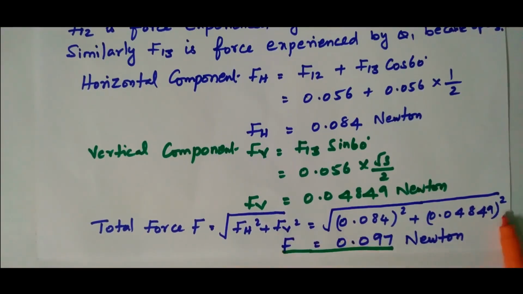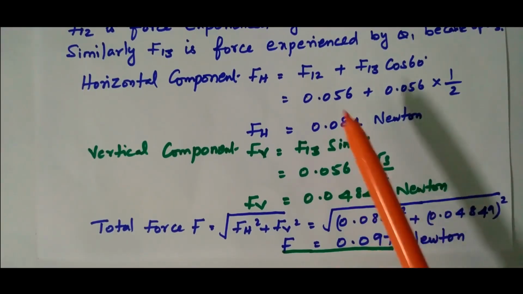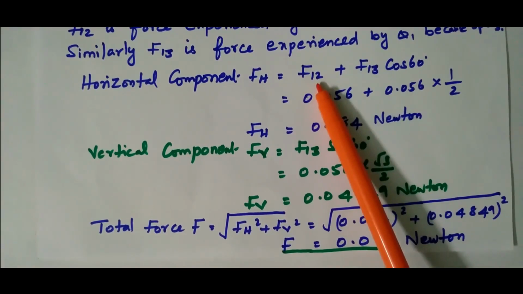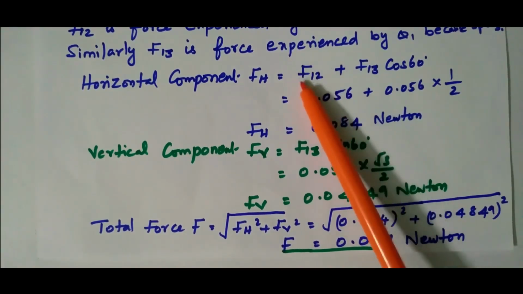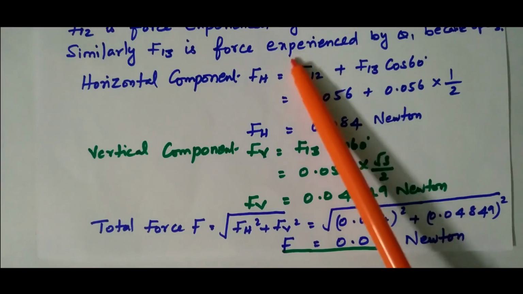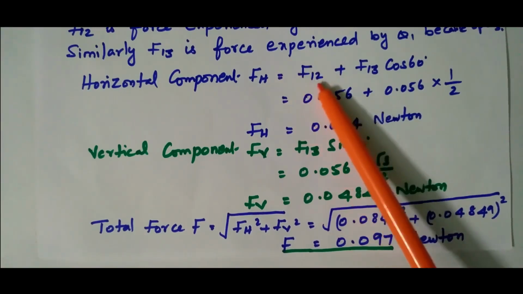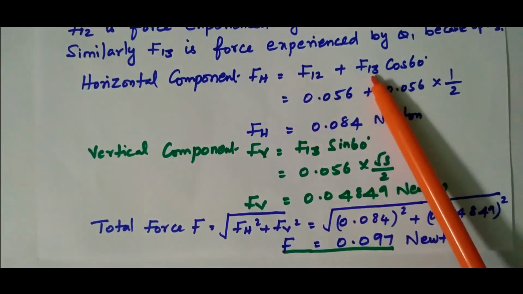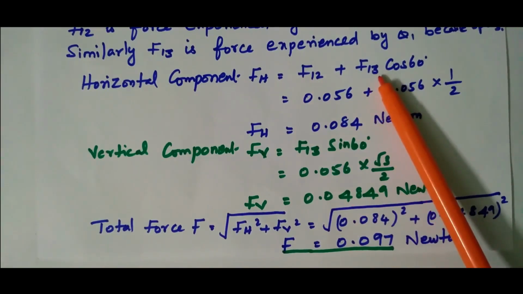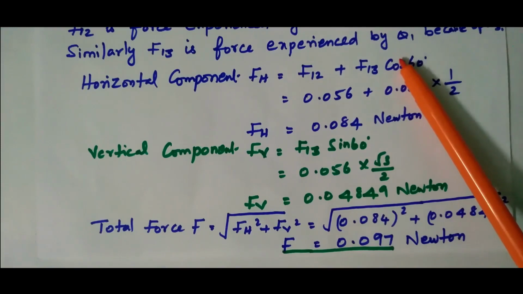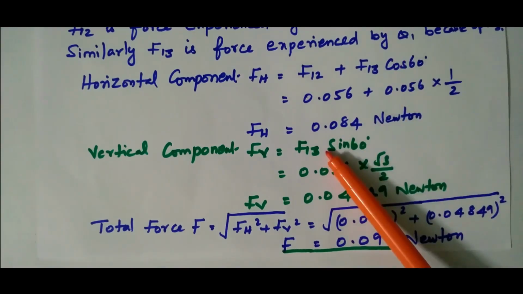Right? By substituting the values, we got 0.097 Newton. Right? I will explain again. This F12 is the force on the first charge due to the second. Only horizontal. There is no vertical because both are available in the same line. F13 is the force on the first charge due to the third, but it is available at an angle of 60 degrees. So it is resolved into horizontal component and vertical component.